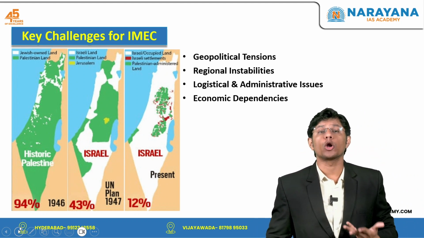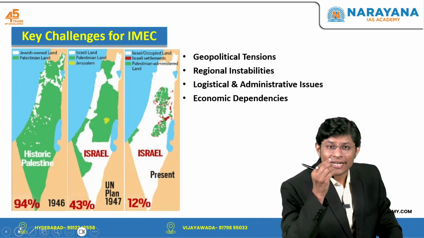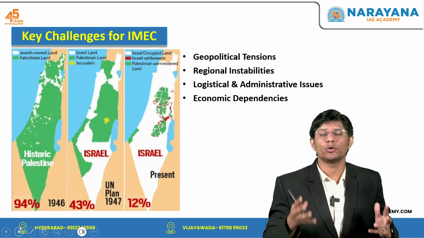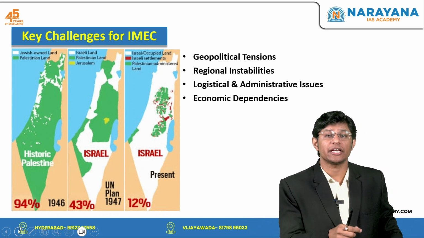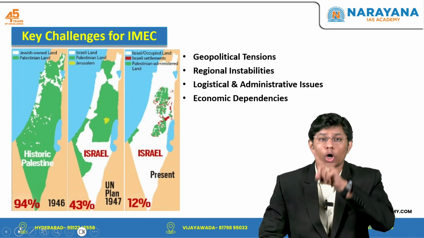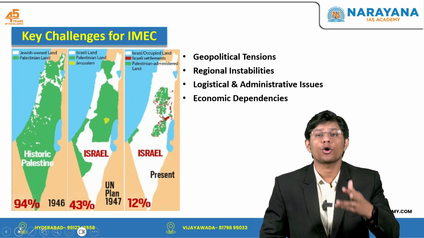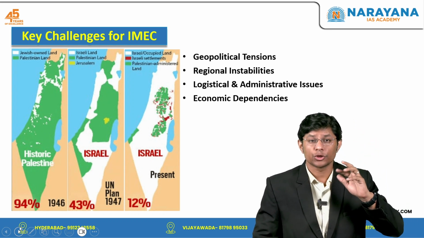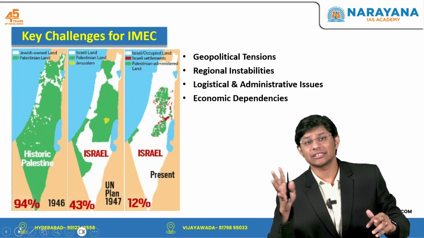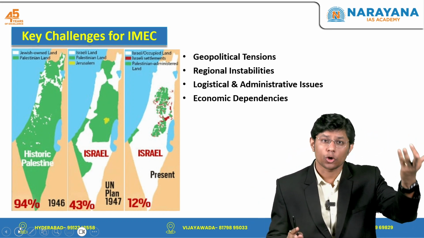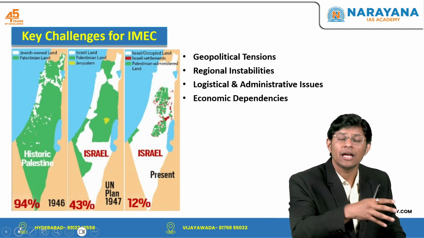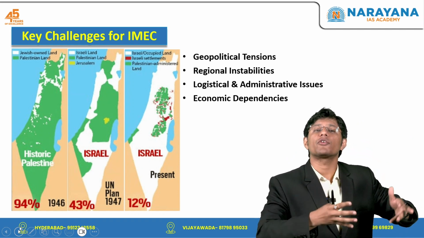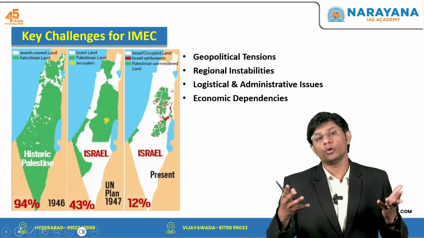We know that the ongoing conflict between Israel and Palestine has already affected momentum. It has caused delays and uncertainties, especially in areas where the corridor requires cooperation between conflicting parties, right? So we have discussed two corridors. One is the eastern corridor, the other one is the northern corridor. In northern corridor, it requires the cooperation between Israel and Arab countries. But because of lack of cooperation, there is no progress.